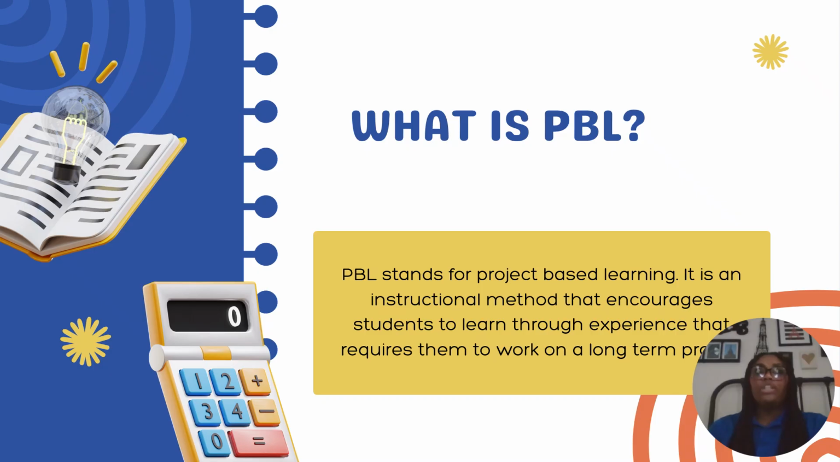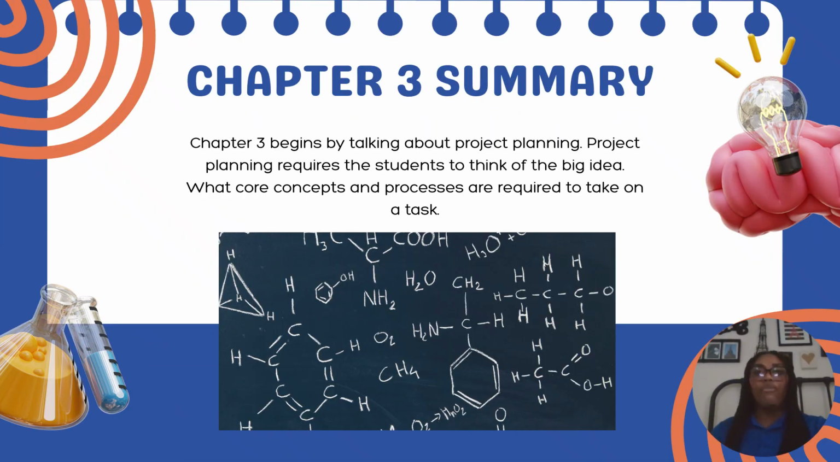So for this project, we had to read our textbook chapters 3, 4, and 5 and give a summary about project-based learning. So to start off with, chapter 3 starts off by talking about project-based learning and how it needs to be planned and well thought out when it is planned. Because project-based learning requires students to think about the big idea of a topic, we can't just give this to them as a random project or another random assignment that needs to get completed.